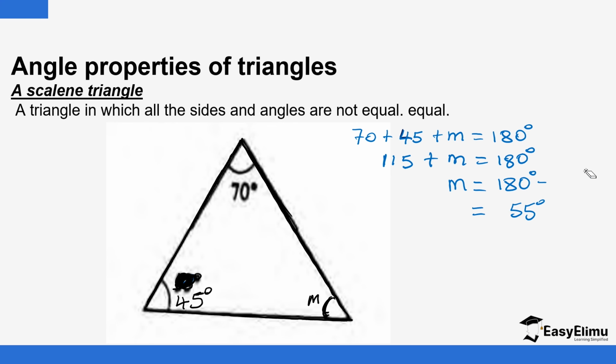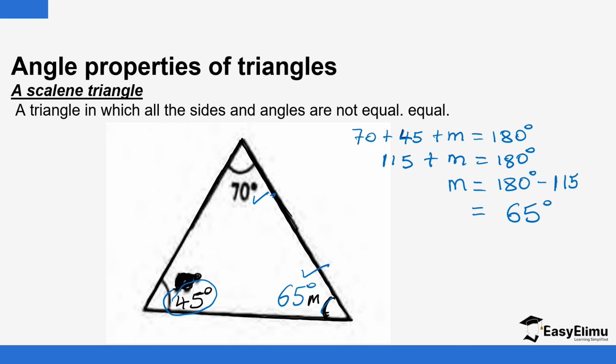And so we take 115 to the other side. And so what do we end up with? 65 degrees. So M is 65. So this is 65 degrees. So when you have this one here as 45 and this one here as 65 and the other one is 70, now you can see all the interior angles are different.